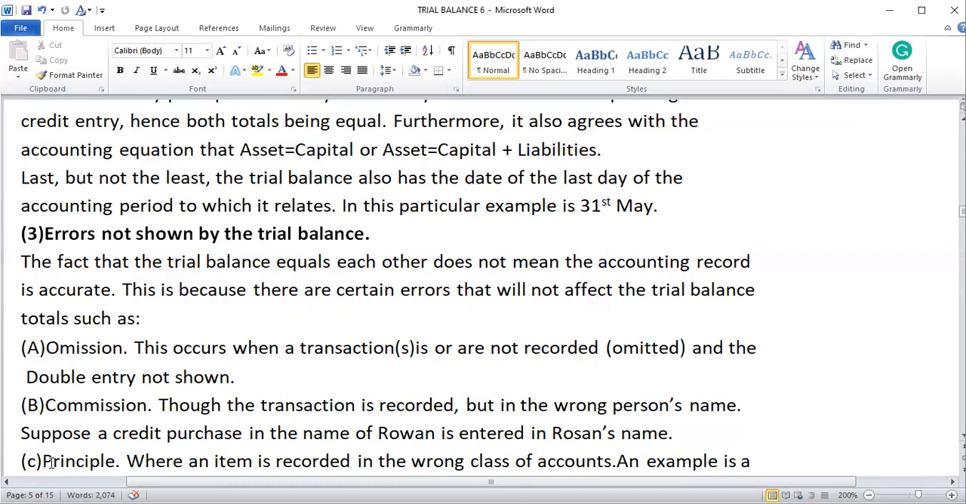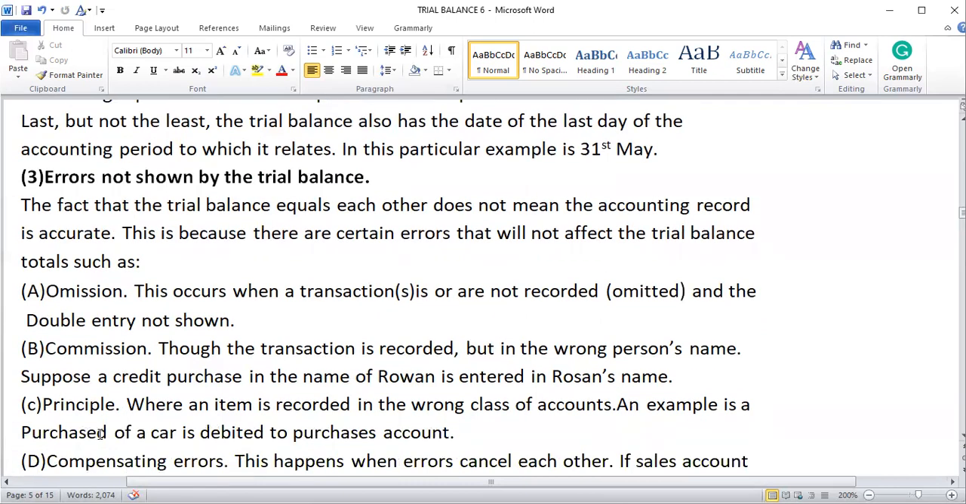Okay, error of principle. This means that an item is recorded in the wrong class of accounts. An example is a purchase of a car is debited to the purchases account. So it implies that although the double entry has been carried out, it is in the wrong class of account.